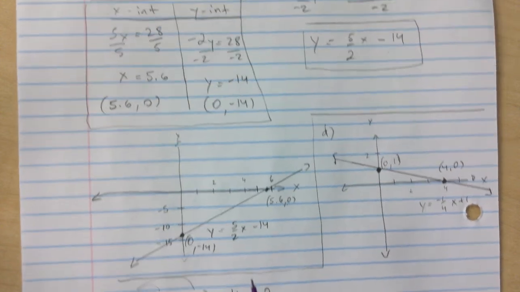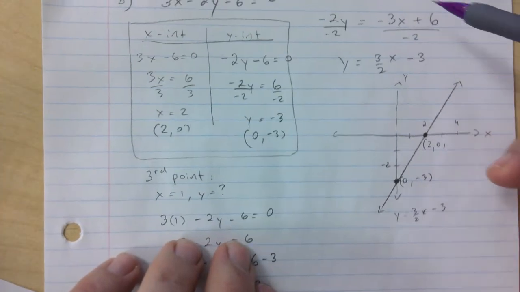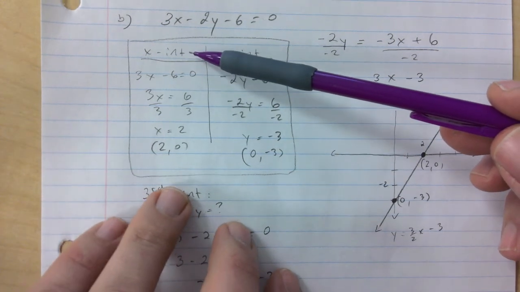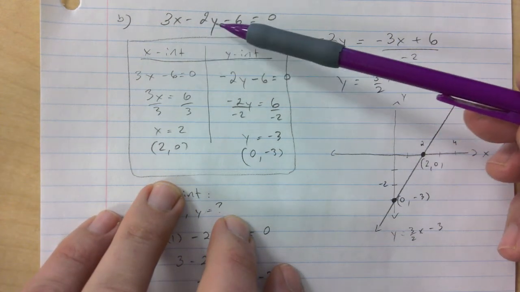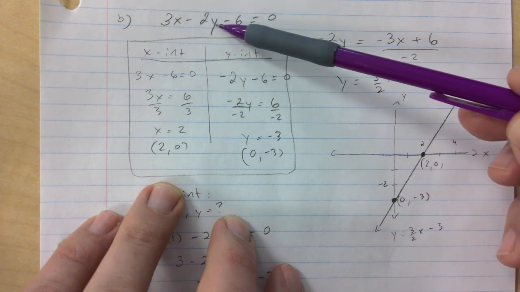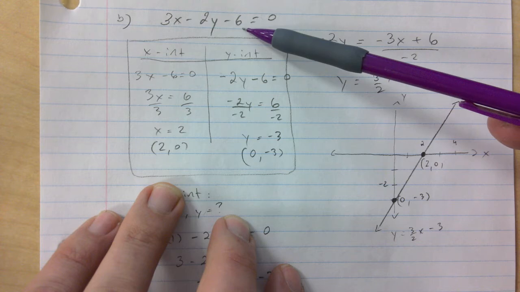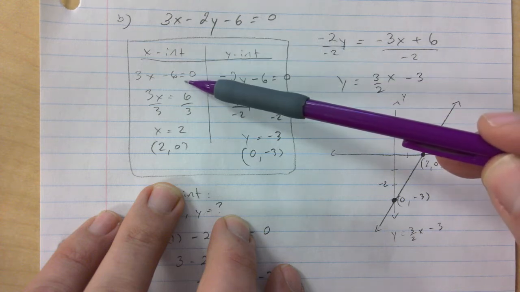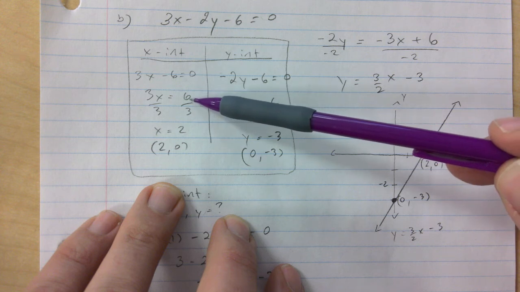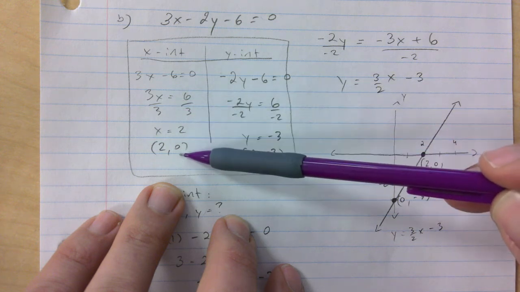And now your C looks like this. Okay, so for the x-intercept, watch what happens. The 2y is gone because the 0 gets plugged in there. So you're left with 3x minus 6 equal to 0. You bring the 6 over, you divide both sides by 3, and you get (2, 0).